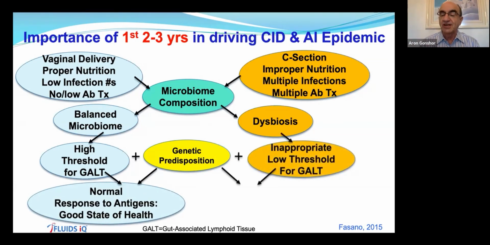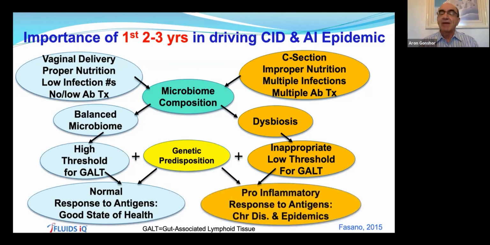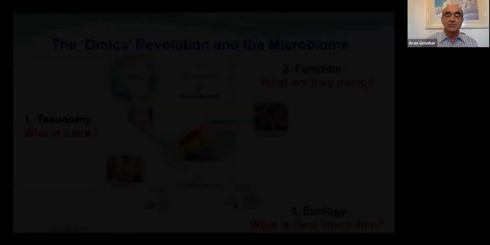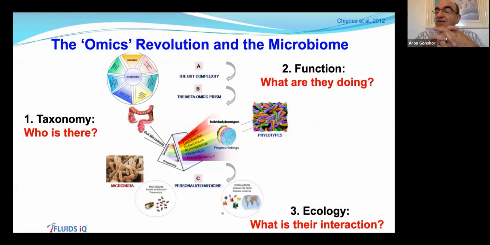But if you are unfortunate enough to have dysbiosis with a genetic predisposition, you end up with an inappropriately low threshold for GALT. And you're developing inflammatory problems constantly. And that leads to chronic disease and various types of chronic inflammatory problems. So a lot of people would say, wow, that means the microbiome is the answer. Let's invest in microbiome companies. Let's just focus on the microbiome.